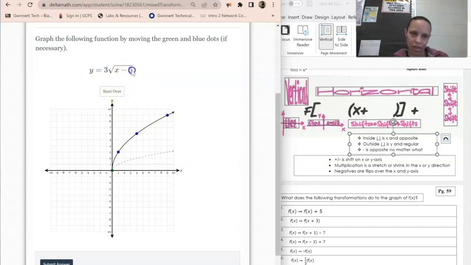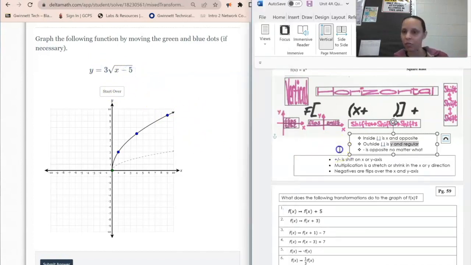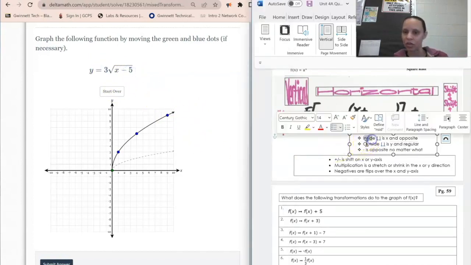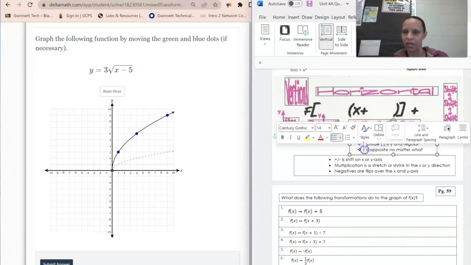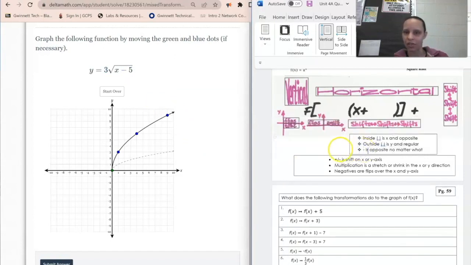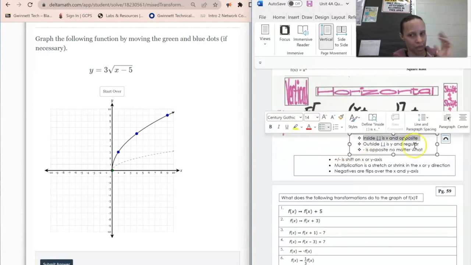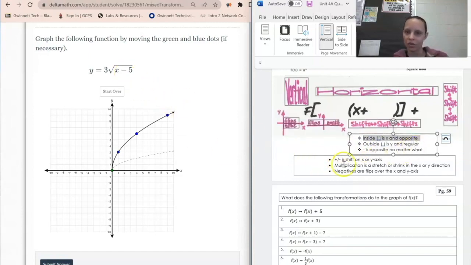Now I'm going to look at the inside. In the inside, what do I have? I have minus 5. So again, I go back to my notes and I ask one of these questions, okay? Is it inside, outside, or is it a negative? It's inside, right? So inside is x and opposite. So you need to keep that in mind. All right, then I go to the second question. Am I adding or subtracting? I'm subtracting it, right?